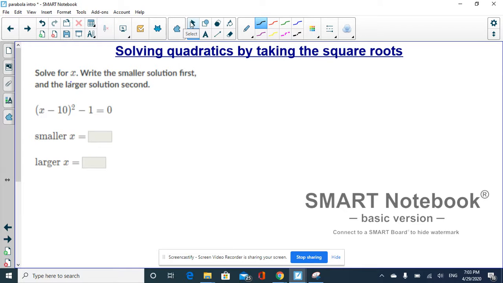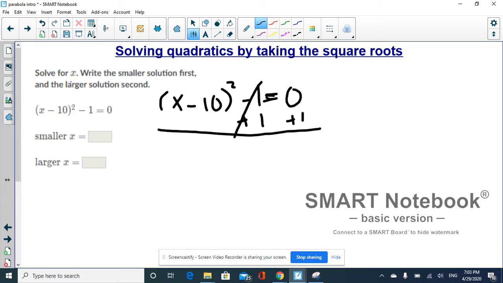First, we will try to keep x alone in one side. That means we will get rid of this negative 1 first. Okay, we will move this negative 1 from this side to the other side. You know that to move it we have to add 1. You will have (x - 10)² = 1.